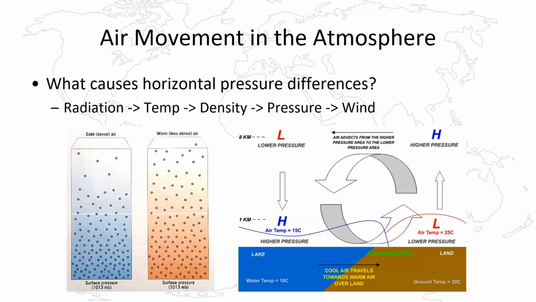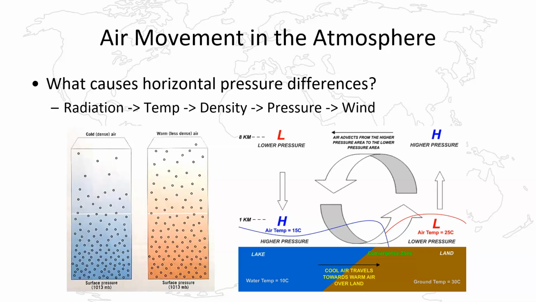Another important thing that we have to talk about is how exactly we get horizontal pressure differences across the Earth's surface. There's actually two ways in which this happens. The first way is thermodynamic, which means temperature causes it. The second way is dynamic processes, which we'll talk about later in the semester.